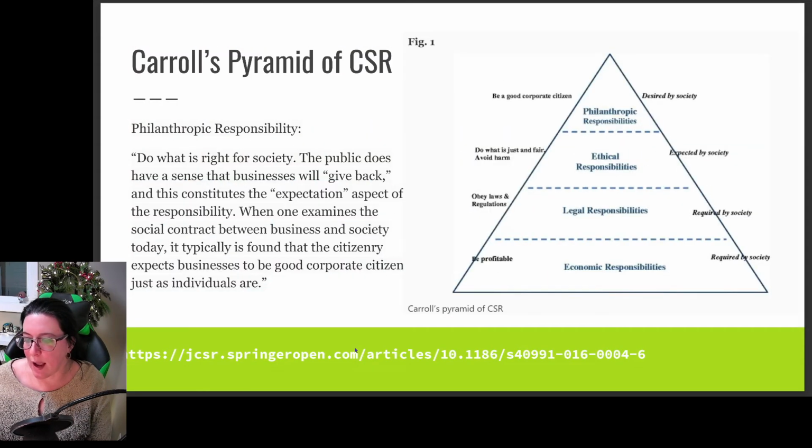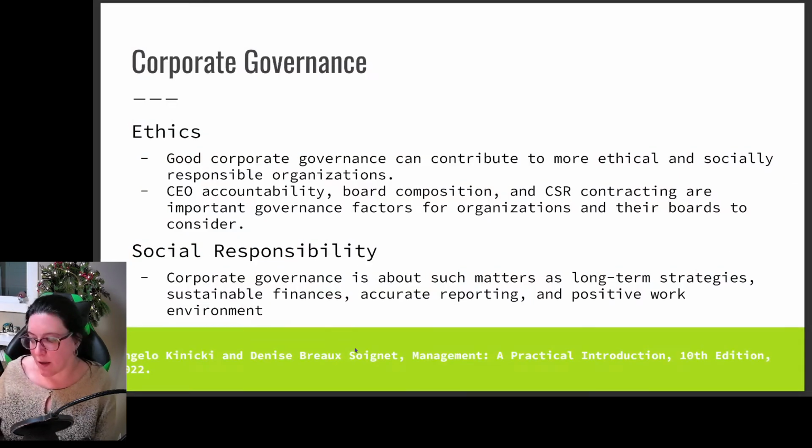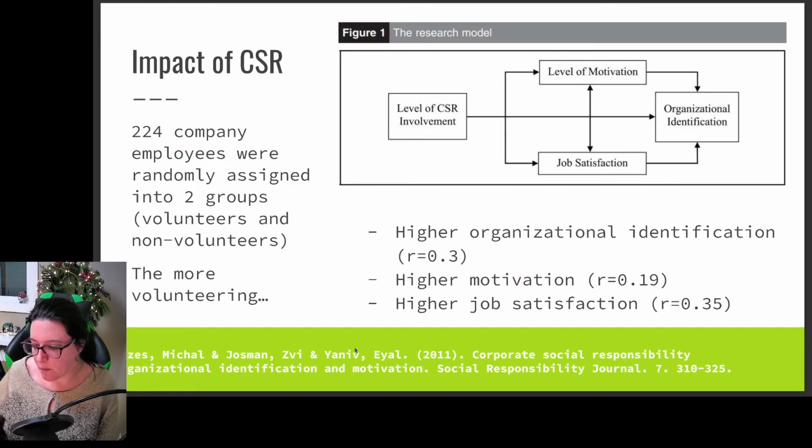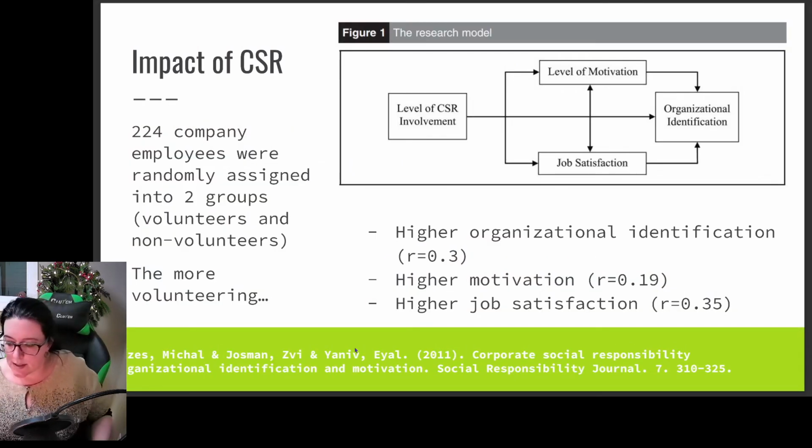Our employees are engaged in that top part of the CSR pyramid, where we're doing things that are not required by society, not even expected by our industry, but we go above and beyond. And so there's actually a study. This study is from Moses and Josman. What it did is it looked at 224 company employees, and they were randomly assigned into two groups, the volunteers and the non-volunteers. And what they found is that the group that volunteered had higher motivation. So being involved in corporate social responsibility was a great motivator for employees.